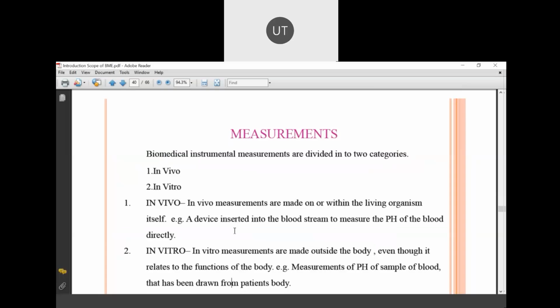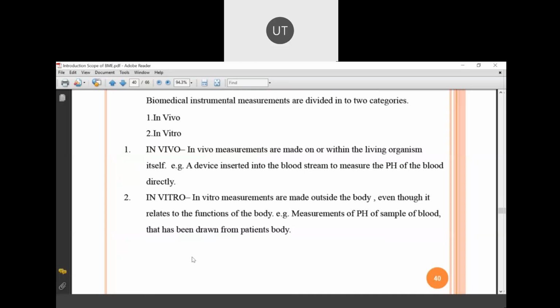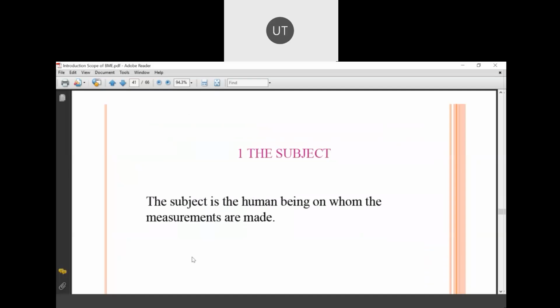Another category is the in vitro, where measurements are made outside the body, even though it relates to the functions of the body. That is with related to the same example. So measurement of the pH of a sample of blood that has been drawn from the patient is in vitro. Outside the body, we are going to take the measurements. And in vivo means what? Inside the body, the measurements will be taken. Okay, so these are the two words which will be used generally whenever the measurements are done inside or outside. Either it is in vivo or in vitro.